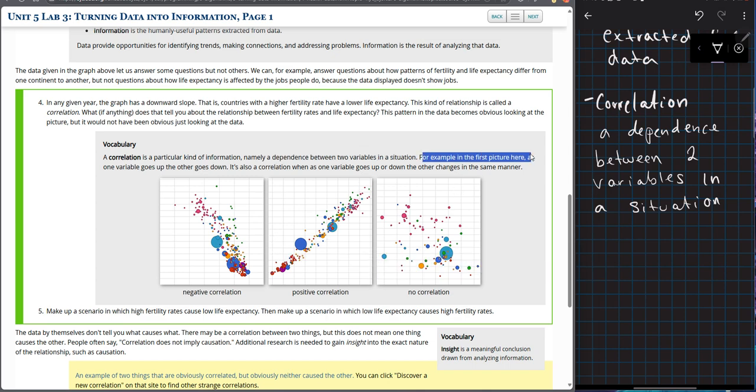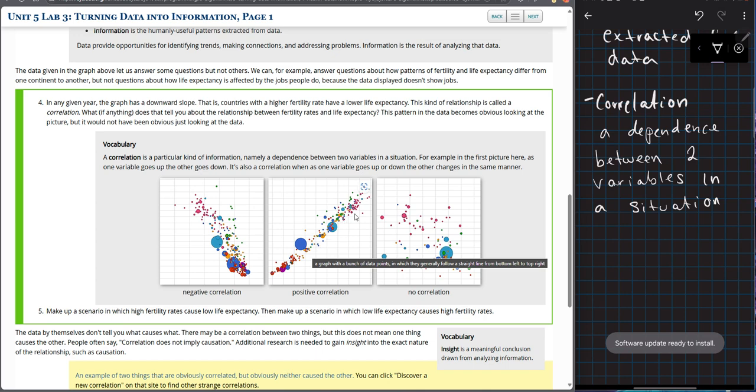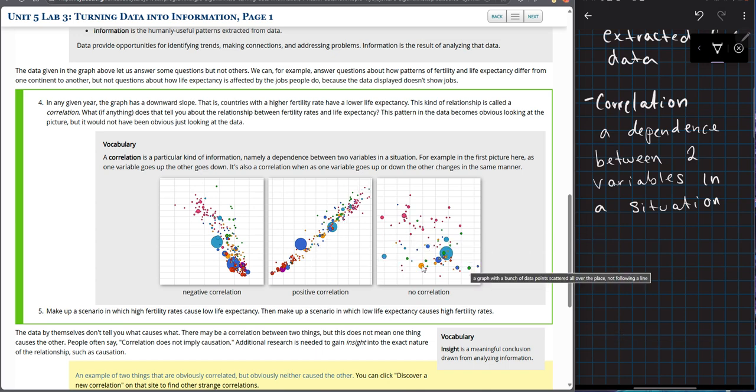So for example, in the first picture here, as one variable goes up, so as the x-axis increases, the other one goes down. You see all these points are getting lower and lower as you get to the right. In this one, as you go to the right, the points go higher and higher. And then this one has no correlation. So again, draw these right here. You have three different ones.